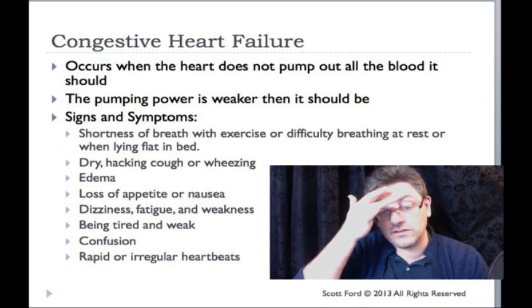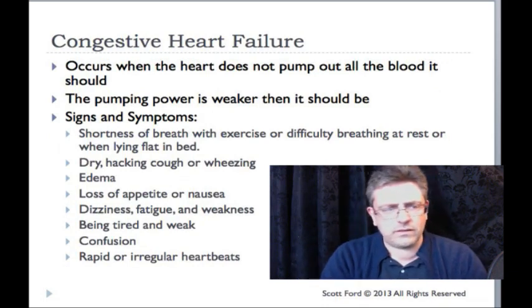Another one is congestive heart failure. Congestive heart failure is very personal for me. This is how my grandmother eventually passed away.